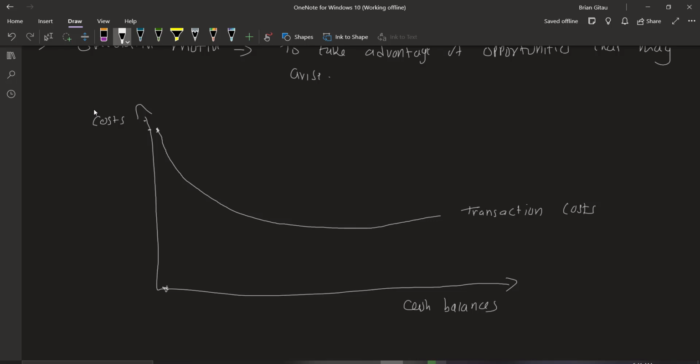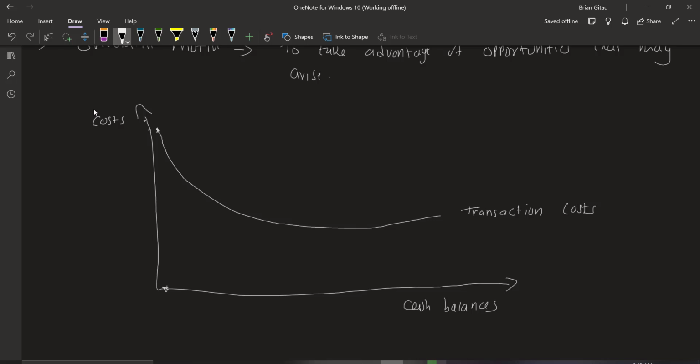Now what about the opportunity cost? The bigger the cash balance we have, the larger the opportunity cost. We have seen that the opportunity cost is the interest we could have earned had we invested that money in securities.